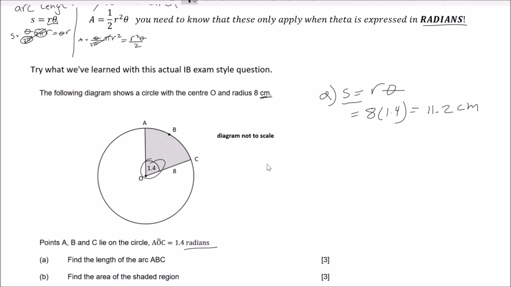Find the area of the shaded region. Hey, that's exactly what we just learned. Nice. So what do we know? We know that area of a sector equals 1/2 r squared theta. Do we have that information? Yeah, we do. Let's plug it in. 1/2 times r squared. R squared would be 8 squared. And theta is 1.4. So, guys, I'm just going to go to the calculator.